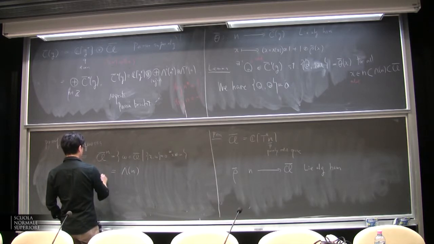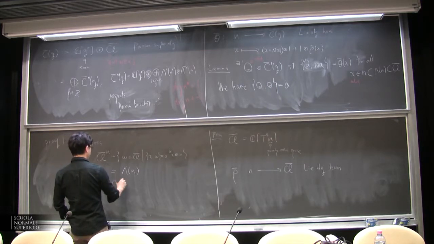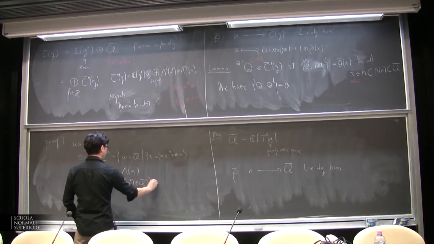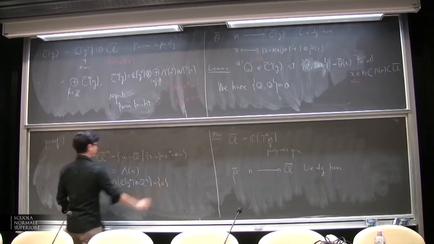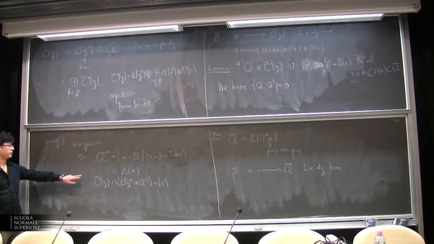And also the intersection of C1 G with CG star tensors with this element is zero. This is easy to see by the definition of the grading. So from this condition, the uniqueness follows.